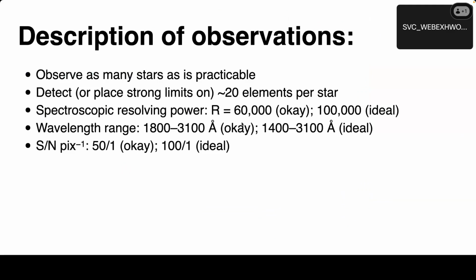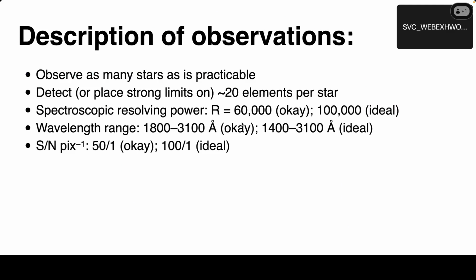Briefly, here's a description of the observational requirements. You want to observe as many stars as possible, probably a few tens would be nice. You want to be able to place strong upper limits for detections of about 20 elements per star. To do that, spectral resolving power of about 60,000 is fine. 100,000 is probably ideal for this work based on experience.